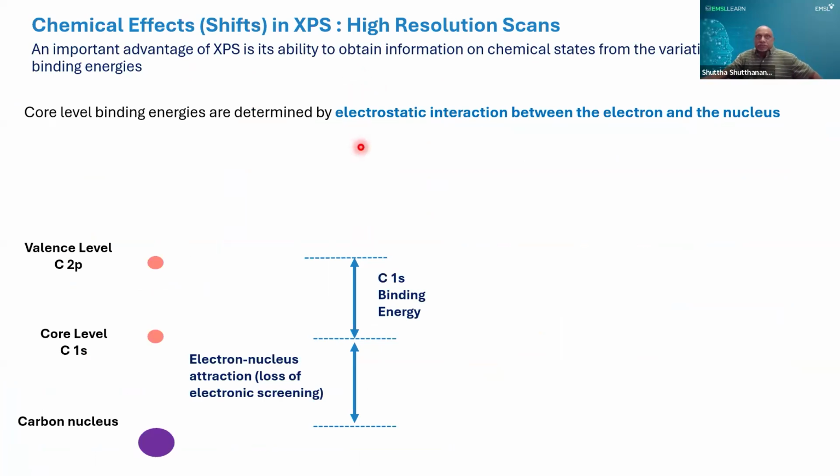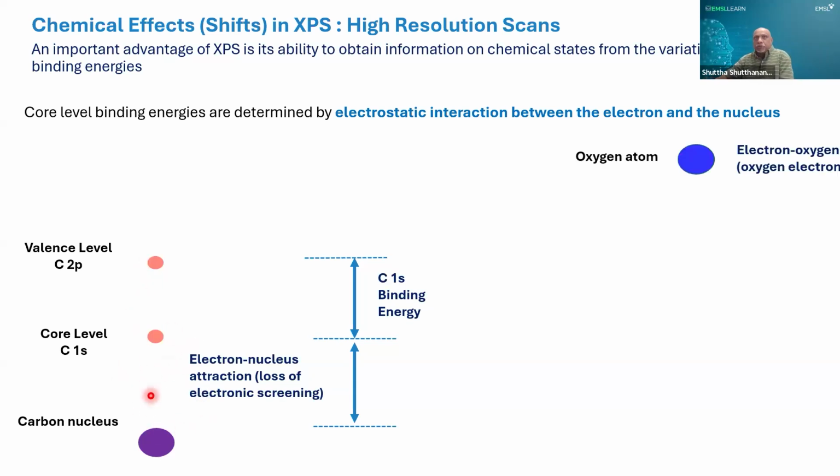We call it chemical shift. So basically, the core-level binding energy is determined by the electrostatic interaction between the electron and nucleus. When the X-rays hit, that is the bond that it has to break to remove that electron out. For example, carbon has a 1s electron, it also has a 2p electron. So these are core-level, and these are the valence electrons, and then it has a nucleus. So this carbon 1s electron is interacting with the valence electrons as well as the nucleus. The valence electrons are going to screen some of the interaction happening here.